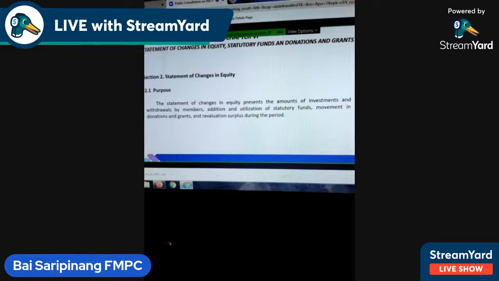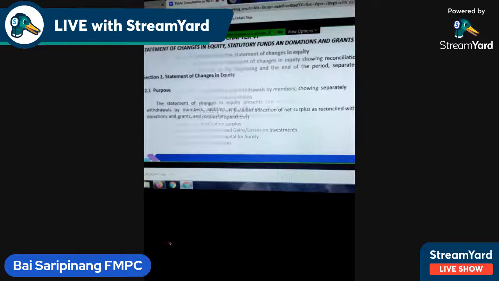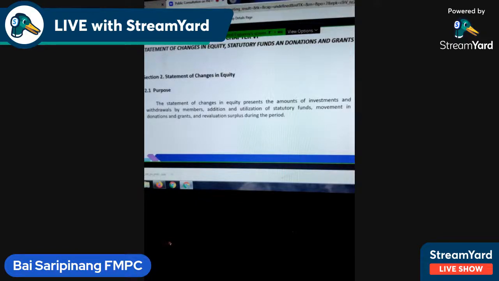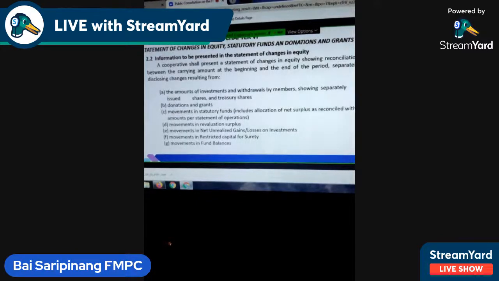Which presents the amounts of investments and withdrawals by members, addition and utilization of statutory funds, the movement in donations and funds, and revaluation surplus. No? Kung meron man po kayo revaluation surplus during the period.